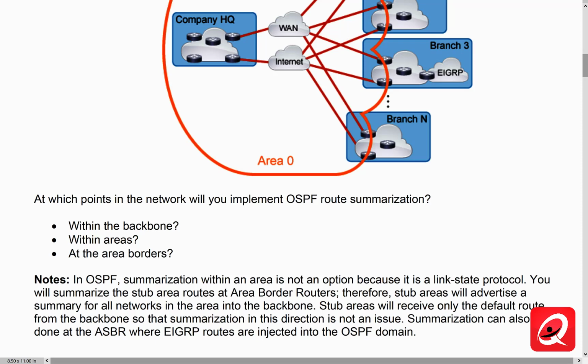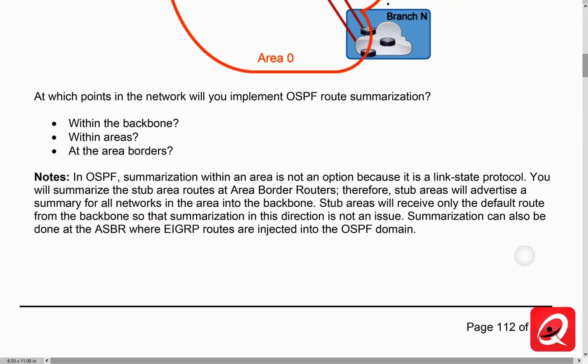The stub areas will receive only the default route from the backbone so that summarization in that direction is not an issue. Because again, there's only one way in and one way out. That's the whole point of creating this stub area design. Summarization can also be done at the ASBR, where the EIGRP type 7 routes get injected into the OSPF domain.